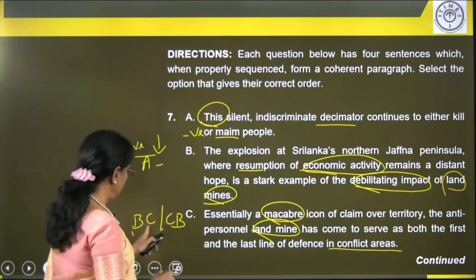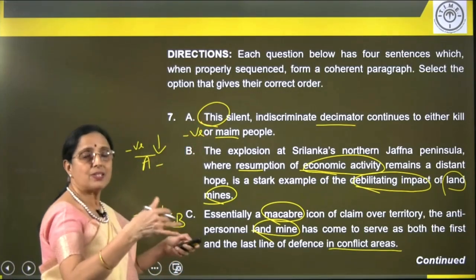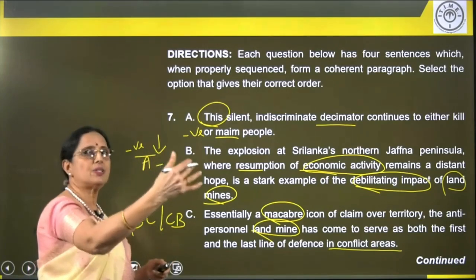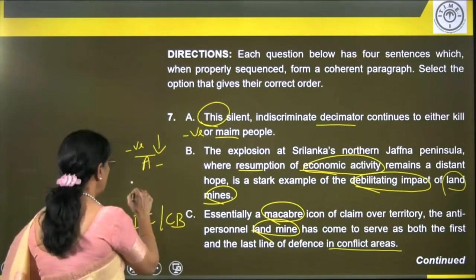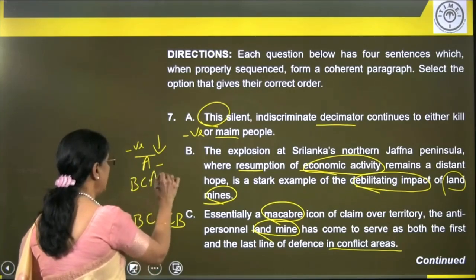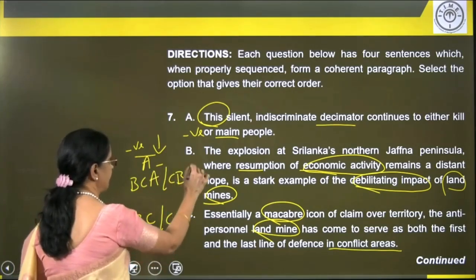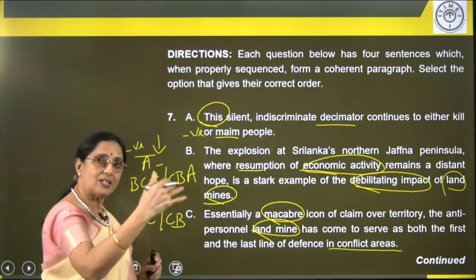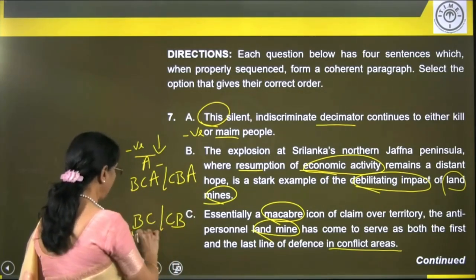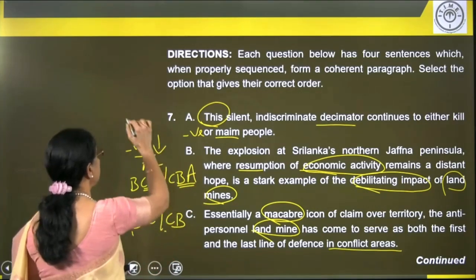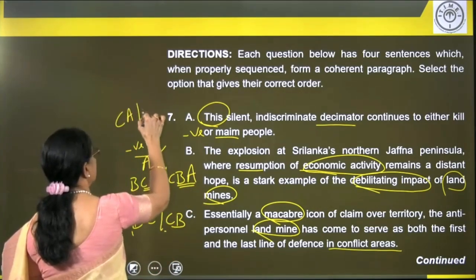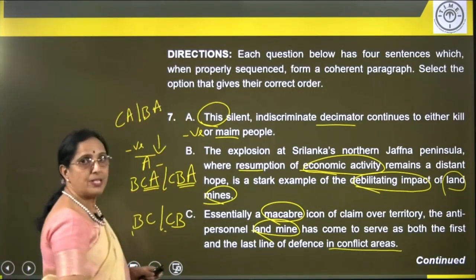Right. Now, next step. Let me take you to the next step. BC or CB, not able to decide. So, is it BCA or CBA? Alright. So, next level. If you can't decide between the two, what is the deciding factor? Is it CA or BA? Which is more appropriate? Are you listening?